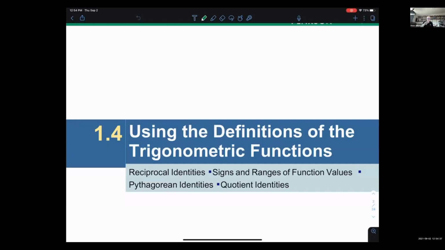Actually, what I'm going to do is use what they start with in 1.4, these reciprocal identities here. I'm going to use those to help us get a better approach to defining the other 4 trigonometric functions using the sine and the cosine. After that, we'll talk about these trig functions, their signs and their ranges, which we looked a little bit at. And then these things called Pythagorean identities, or also quotient identities. That's our goal for this section. That'll finish up the chapter.